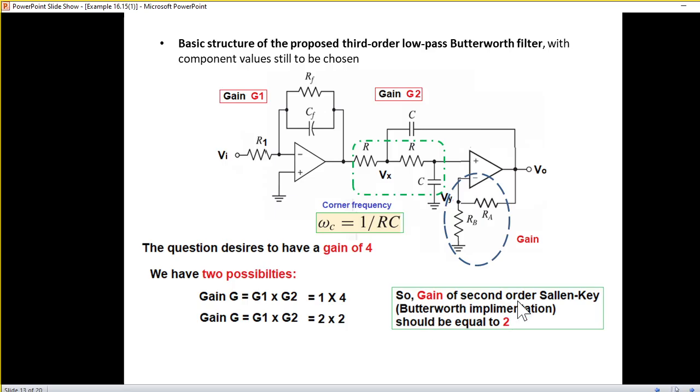So the gain of this Sallen-Key Butterworth implementation should be equal to 2. Now we have already discussed in the previous slide that for Sallen-Key to be a Butterworth implementation, the gain has to be 2. But the book has taken it to be 4. Don't know the reason. But the preferable method is that we take this option, 2 gain of the first stage and 2 gain of the second stage. But anyway, to keep pace with the book, we'll follow the book method and then we'll discuss the second option.